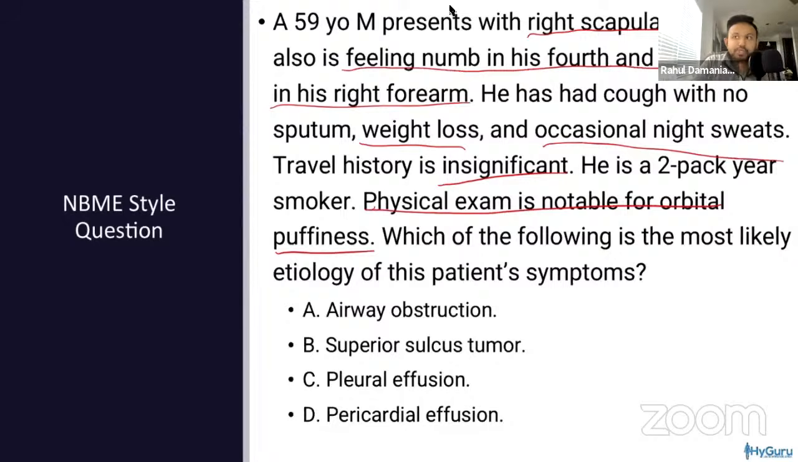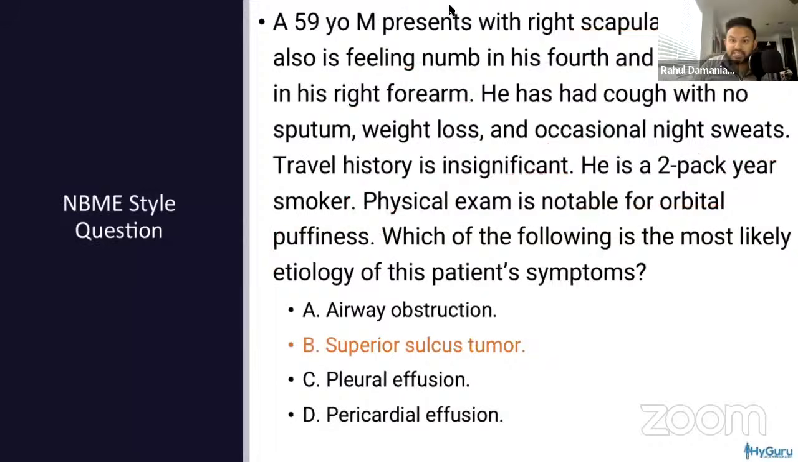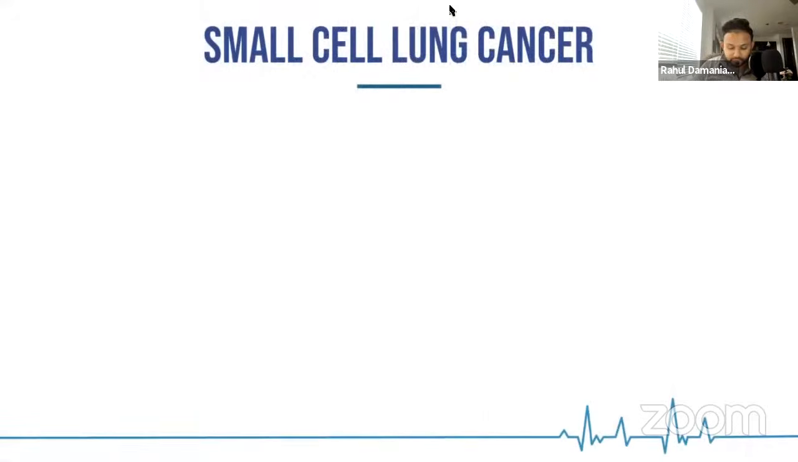Airway obstruction, superior sulcus tumor, pleural effusion, or pericardial effusion? And I'm seeing a lot of B in the answer choices, and you're absolutely correct. With the brachial plexus involvement and the fact that you're having orbital puffiness due to decreased venous drainage, you're going to be thinking about your superior sulcus tumor causing this SVC type syndrome.